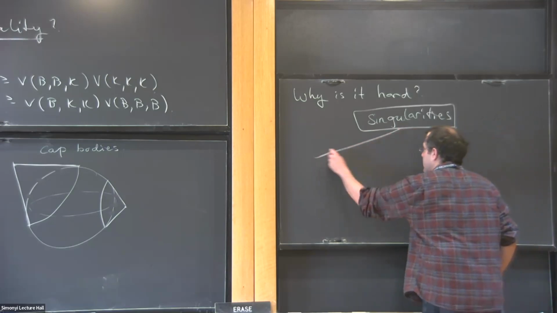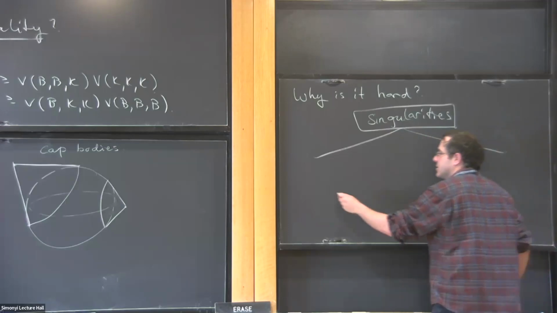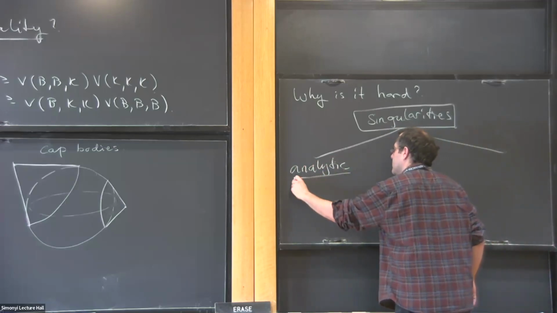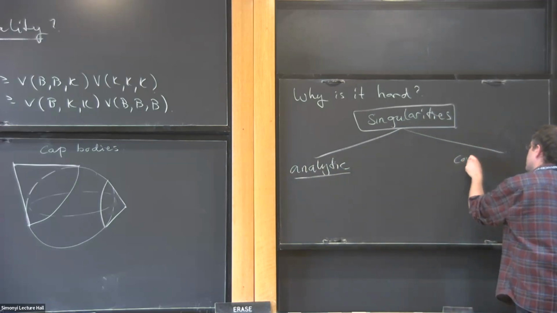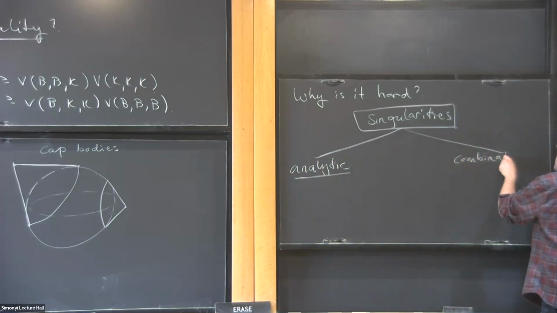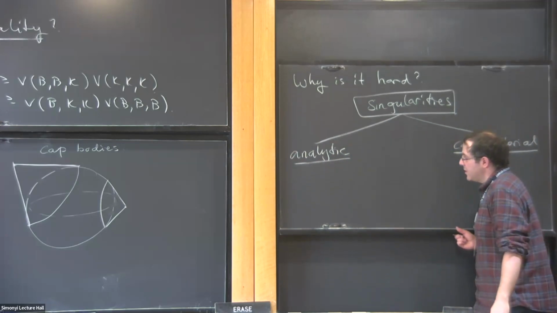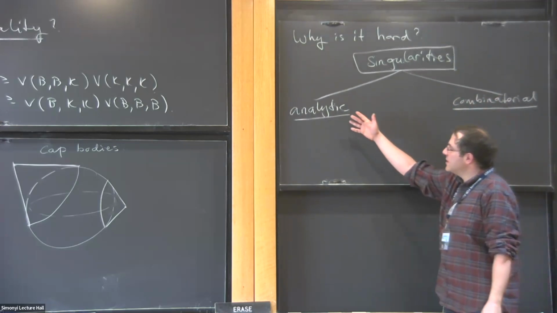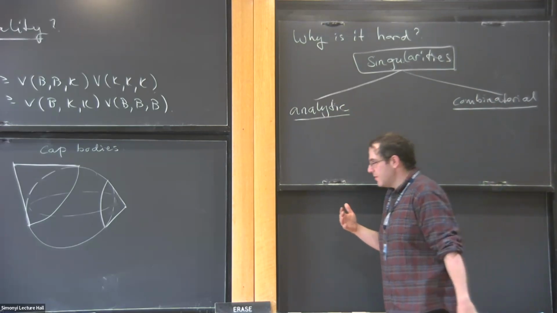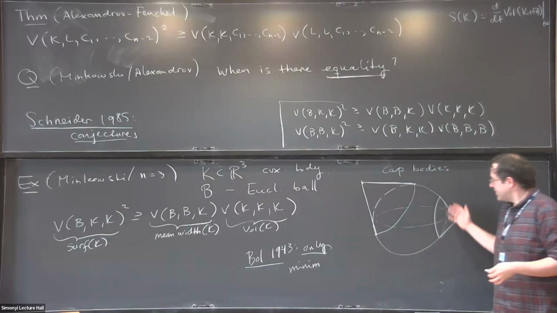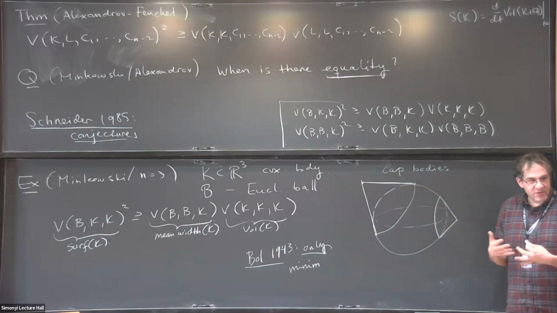So there's really two ways in which these singularities hurt us. There's analytic singularity, and there's combinatorial singularity. So the analytic singularities, why do they arise? So, you know, the surface of a non-smooth convex body can be extremely nasty.